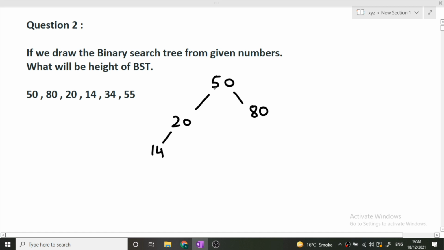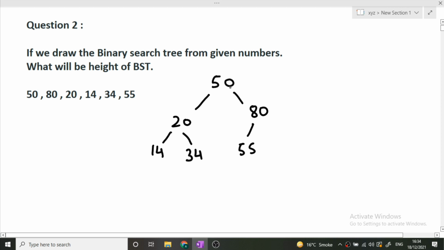Now 34. You can see 34 is less than 50, so we will check here, and we know that 34 is greater than 20, so it will come on the right side of 20. Next is 55. 55 is greater than 50, so it will be compared with 80, and 55 is less than 80, so it will come on the left side of 80. Now we have drawn the entire BST, and now we have to find the height of this BST.